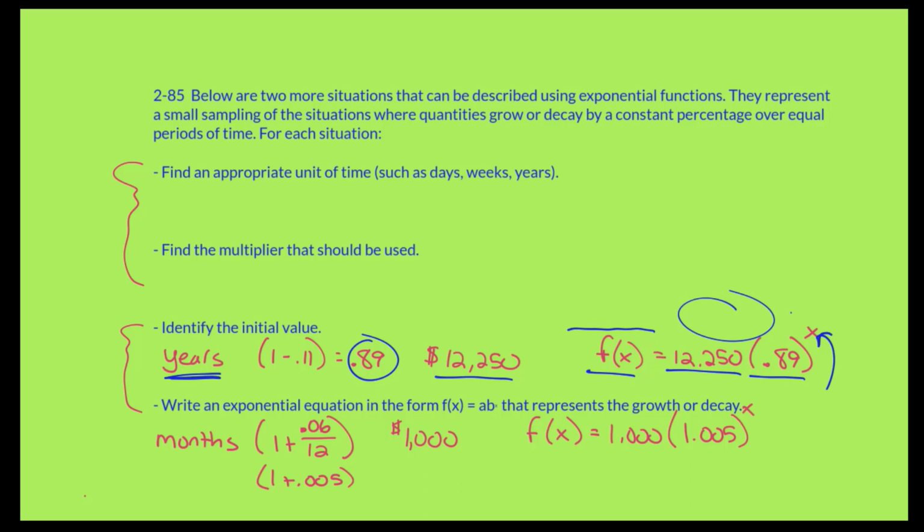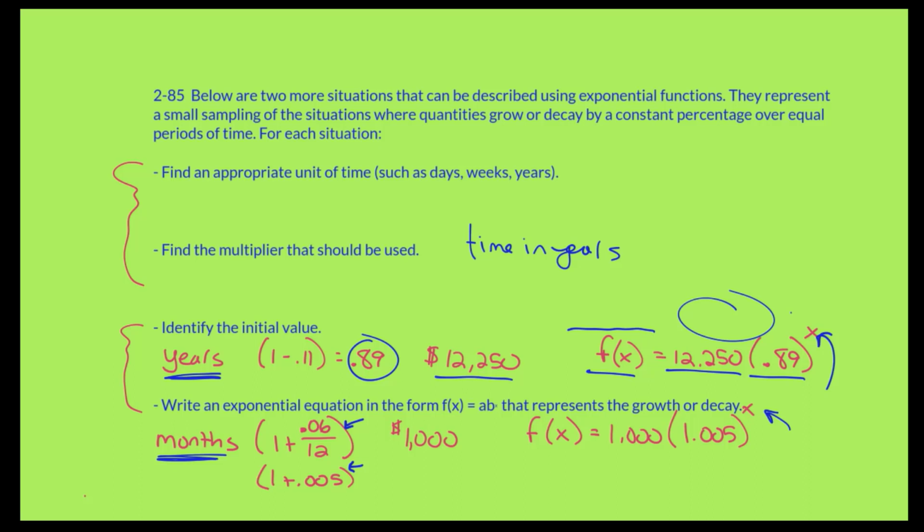Part B, they're asking us, again, to find an appropriate unit of time. You'll see I used months. Because you're compounding this monthly and x is time in years, that's really important to note, you're going to need to divide your 0.06 by 12. That gives you 0.005, and so the multiplier we put into it is 1.005. That's the tricky part of that one.